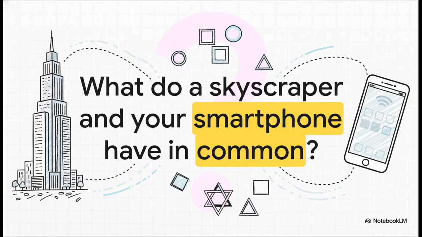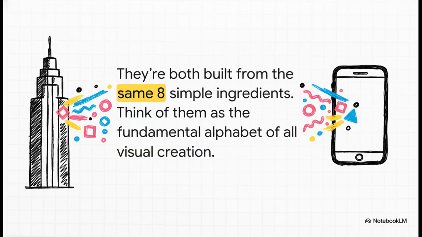Okay, so let's start with a fun one. I want you to really think about this for a second. You've got this massive, soaring skyscraper on one hand, and on the other, you have this sleek little smartphone that fits right in your pocket. What on earth could those two things possibly have in common? And the answer? It's not some crazy riddle. It's design. Both of these incredibly different objects are built from the exact same 8 simple ingredients.